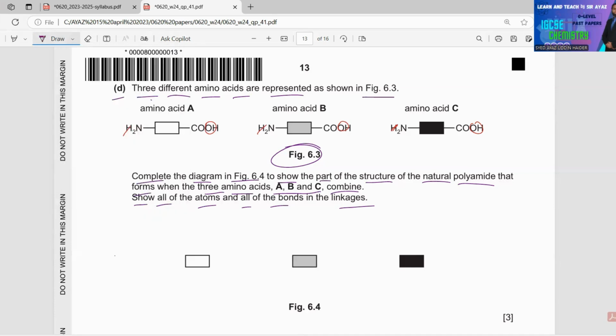For the left hand side, we have N bond H. On the right hand side, we have C double bond O. In this way, you're going to show the linkage for all of these. So on the right hand side, again, we have NH, CO, NH, CO, and so on. This will be the final answer.